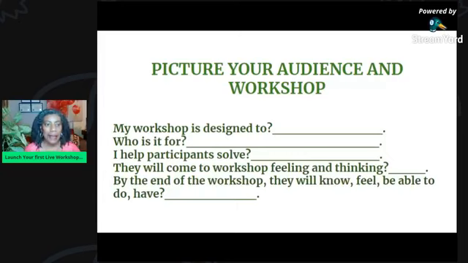How will they think? By the end of the workshop, they will know what information they have gleaned from you to be able to know more, feel better, do more, have more. These are all the things that I would like for you to think of.